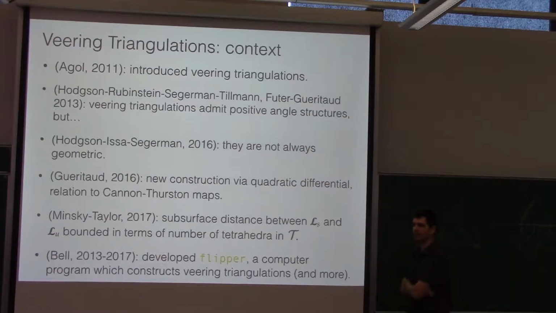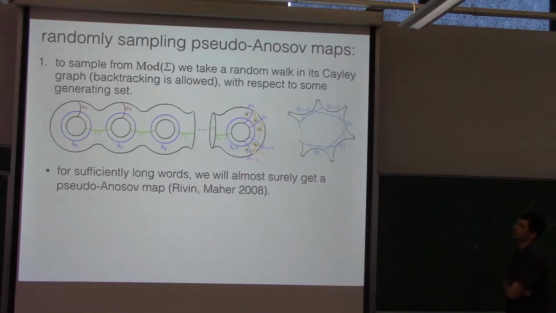The first thing I'm going to talk about is experimental work, just using Flipper and building hundreds of thousands of these triangulations to see what kind of things we can learn. In order to do this, we need some notion of a random veering triangulation. The way we're going to do that is to randomly sample pseudo-Anosov maps. I have some generating set, and these are my generators pictured there. I'm going to take a simple random walk in its Cayley graph with respect to this generating set.